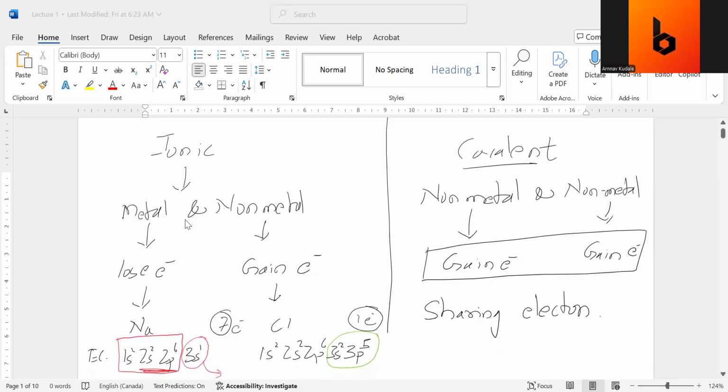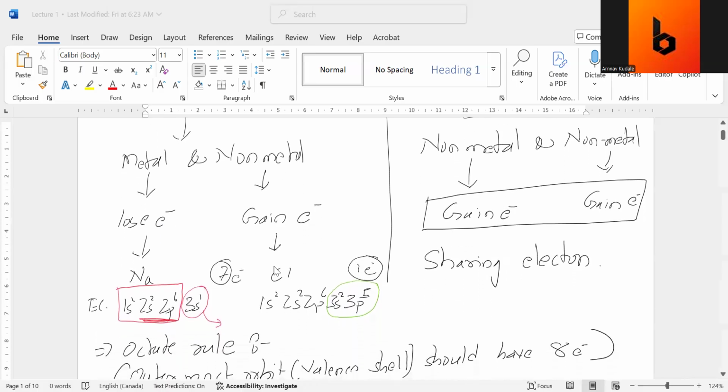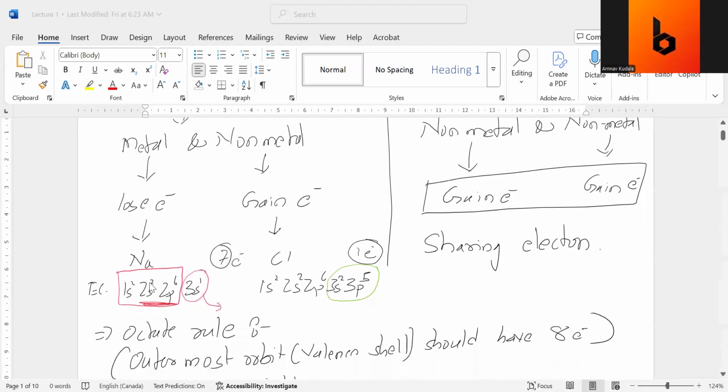What happens in an ionic bond is a metal loses an electron and a non-metal gains an electron. So if you look at the electronic configuration of sodium, sodium is 1s2, 2s2, 2p6, 3s2, correct? Sorry, 1s2, 2s2, 2p6, 3s1. I think I told you 3s2, right? And for chlorine, it is 1s2, 2s2, 2p6, 3s2, 3p5.